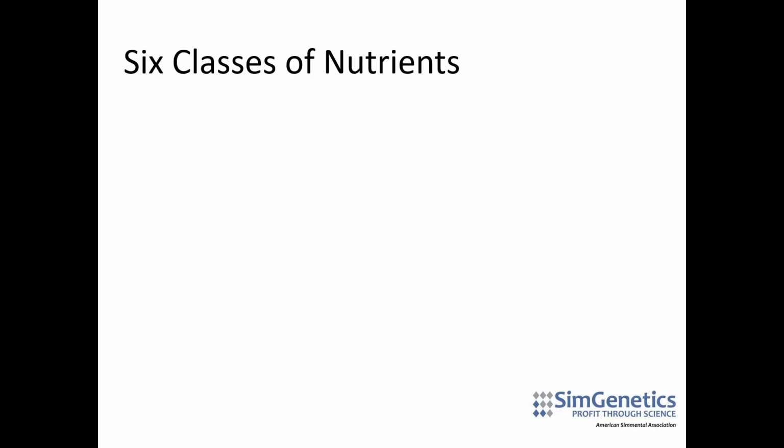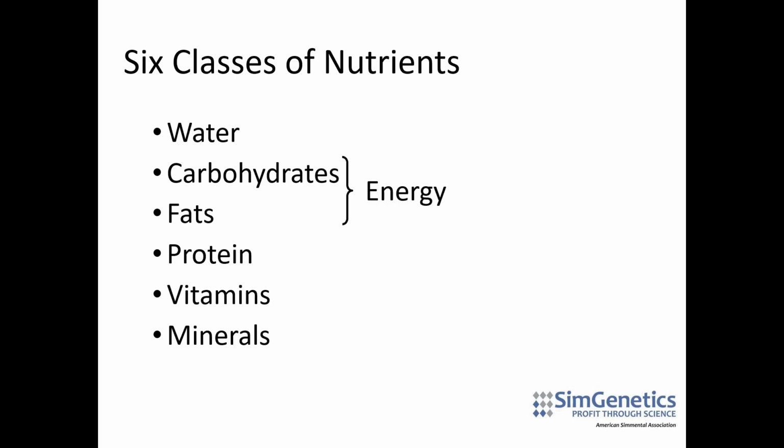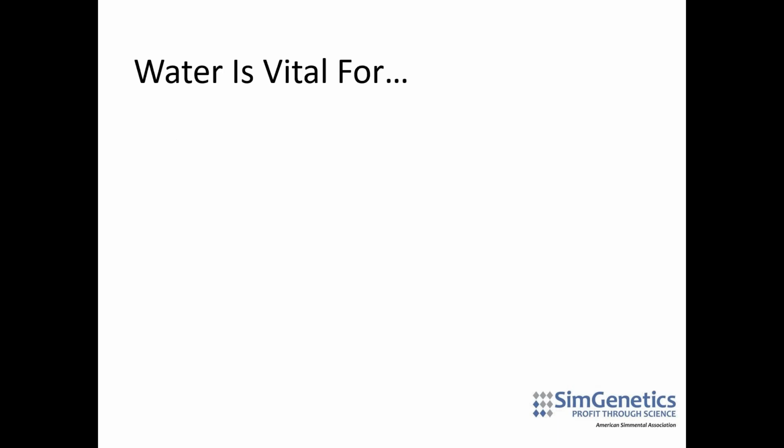We'll talk a brief review of the 6 classes of nutrients. Hopefully you've read through your newsletter from this month, where I talked about that as well. So these are the 6 classes: water, carbohydrates, and fats, and those 2 categories are energy sources, then protein, vitamins, and minerals. We'll go through each of these in a brief, skimmed overview of the importance.